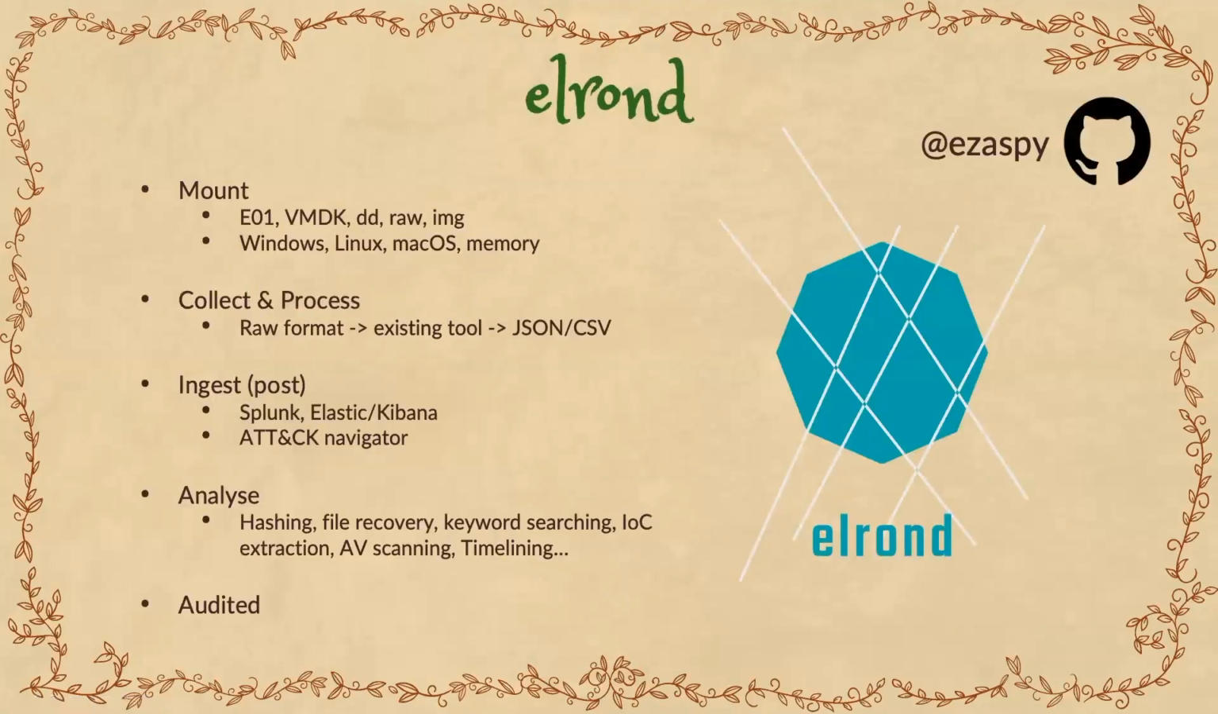So as I've said, it will mount a variety of disk images. So we've got E01s, VMDKs, and DDs for images from the three most common OS bases, and memory as well. So if you've got a memory dump, it will analyze that too. It will collect and process the artifacts from a disk if you've not already collected the artifacts using a tool such as Gandalf or something else.